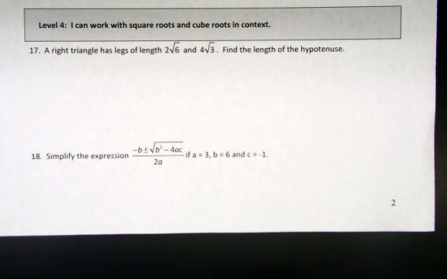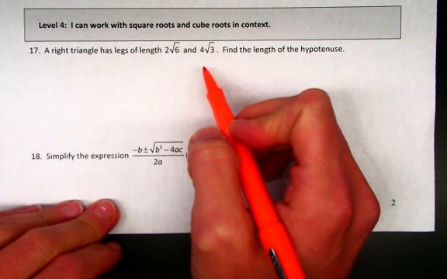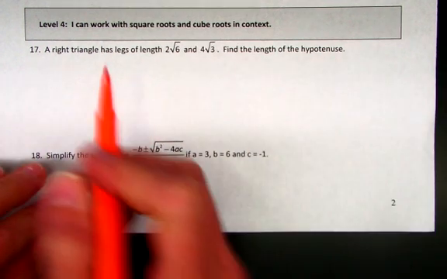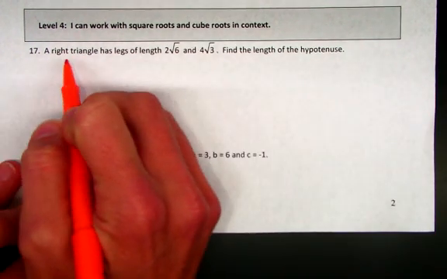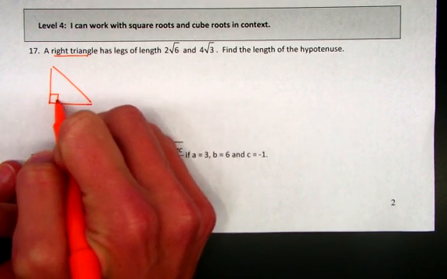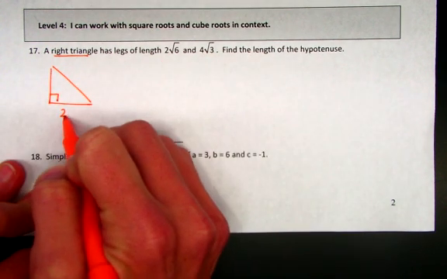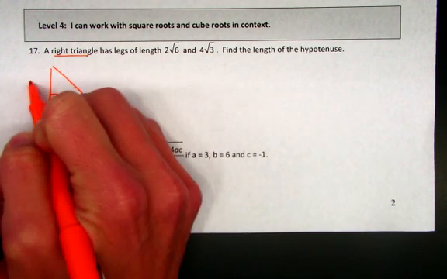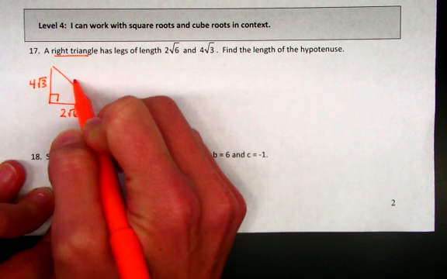A right triangle has legs of length 2 root 6 and 4 root 3, and they want you to find the length of the hypotenuse. So it's important to recall for a right triangle, here's our right angle. These are both the legs, so this leg is 2 root 6, this leg is 4 root 3, and we're trying to find the hypotenuse.